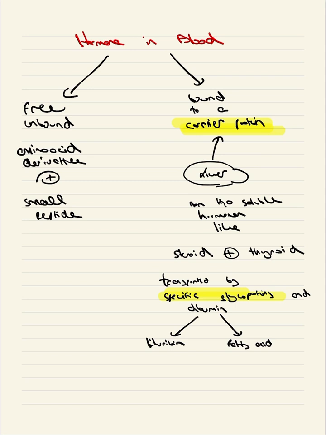Now, basically, the more you can dissolve yourself in water, the more you can be free and unbound. So imagine that you have an amino acid derivative or a very small peptide, right? Do you need something to carry it? The answer is no. You really don't need something to carry that because that is already going to be very, very soluble in your blood. So if you are an amino acid or a peptide, you are free and unbound.